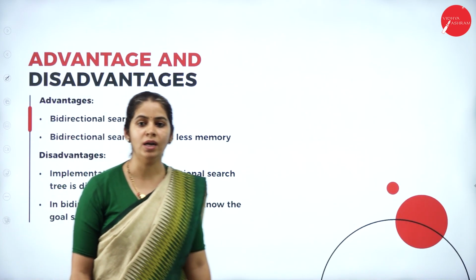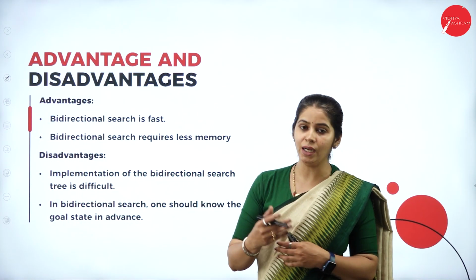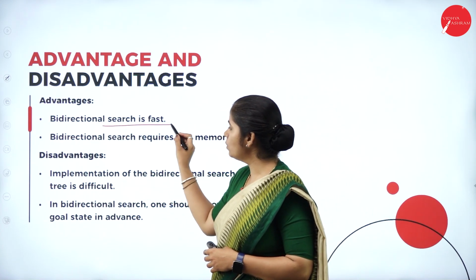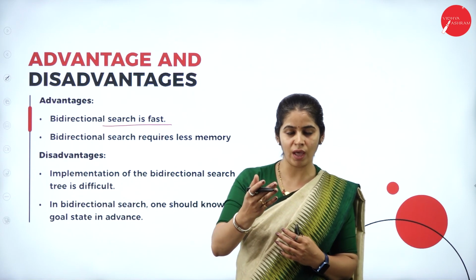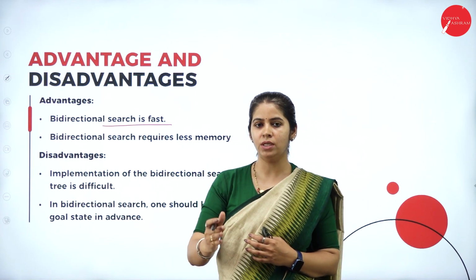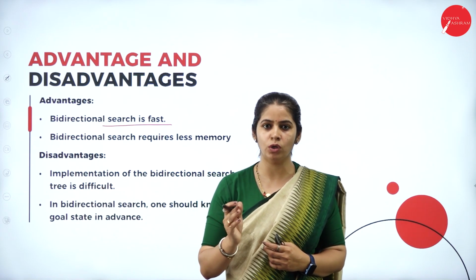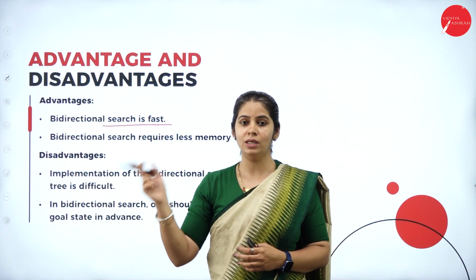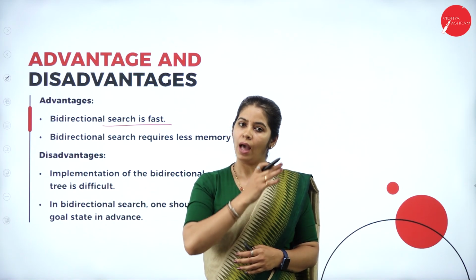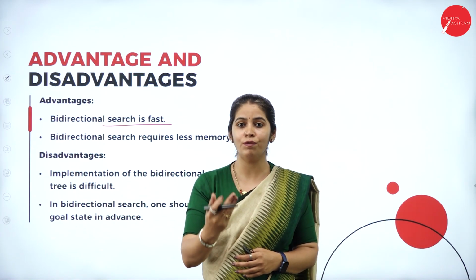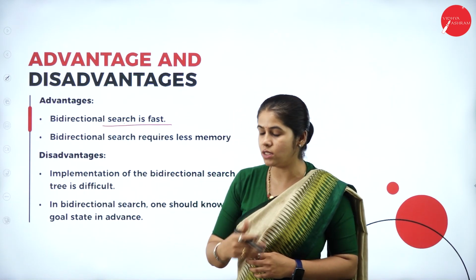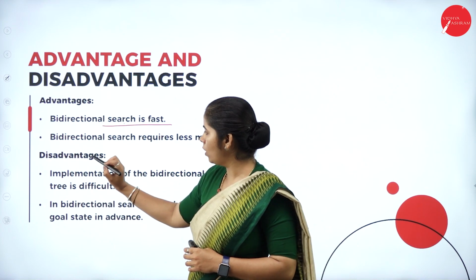So what are the advantages and disadvantages of bidirectional search? The advantage is that the search is very fast. As in the example I just gave, you are moving toward a particular location and your friend is also moving toward it. The 30 minute drive is reduced to 15 minutes and you meet your friend within 15 minutes. That is why the search is very fast in the bidirectional search algorithm.